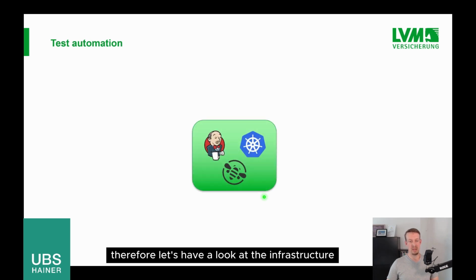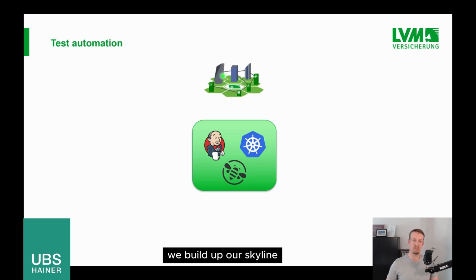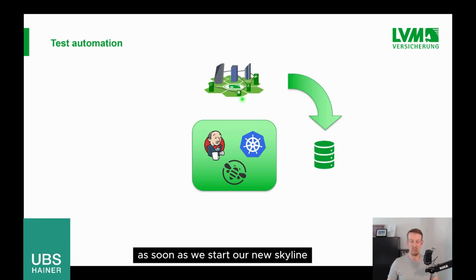Therefore, let's have a look at the infrastructure. We already have Jenkins and nowadays the XDM running. And we are right now introducing a Kubernetes system. We build up our Skyline, the LAS3 systems I showed before. We get new databases as soon as we start our new Skyline. We get clean, empty databases, and those databases now need to be filled with test data. This step is done by XDM, or will be done by XDM.